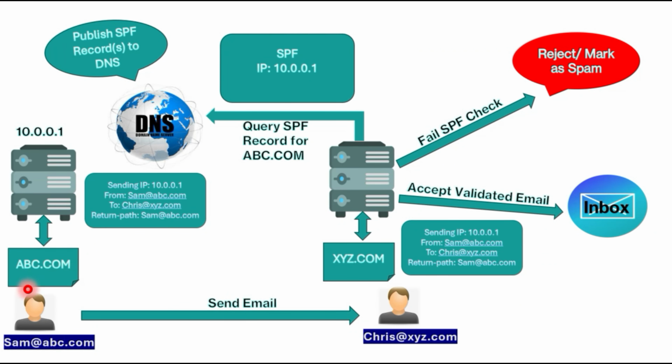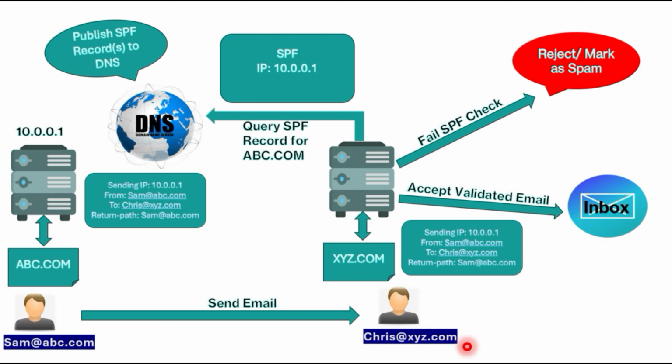So assume an organization that's abc.com and they have added an SPF record in the global DNS. So assume that there's an email server through which abc.com will be sending an email, and the server IP address is 10.0.0.1. Now let's consider that we have two organizations, abc.com and xyz.com, and someone from abc.com, such as Sam at abc.com, wants to send an email to someone there in xyz.com, such as Chris at xyz.com.